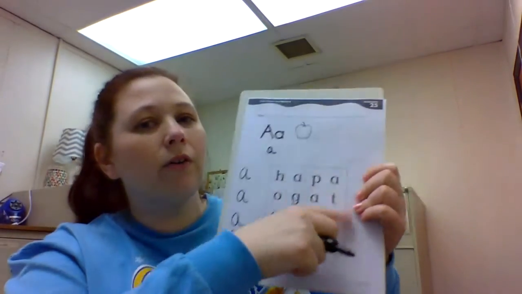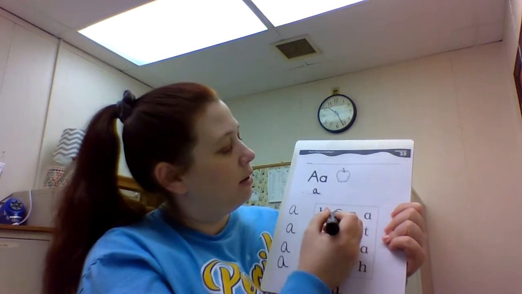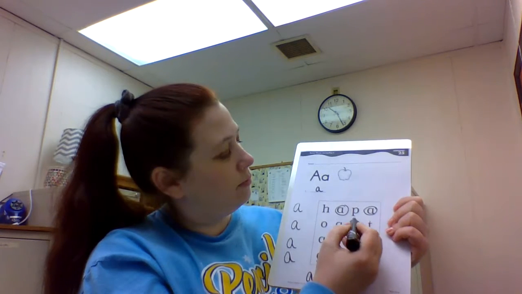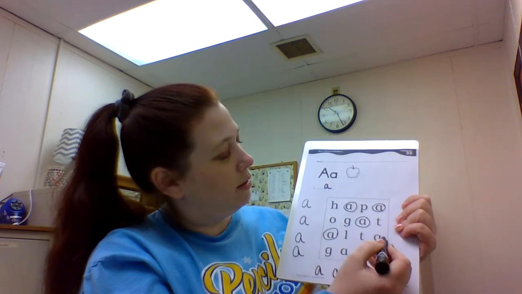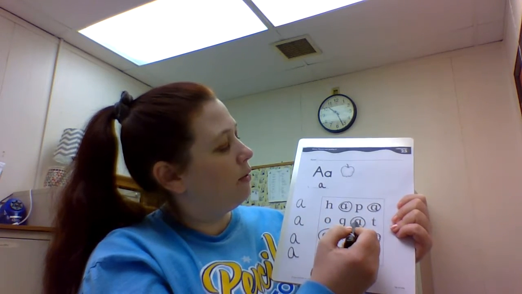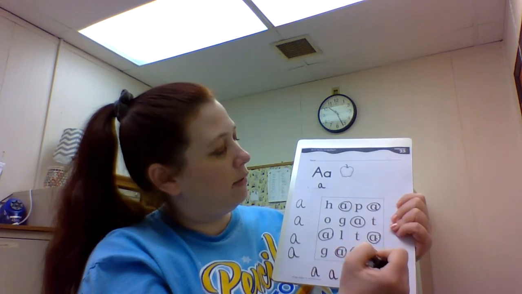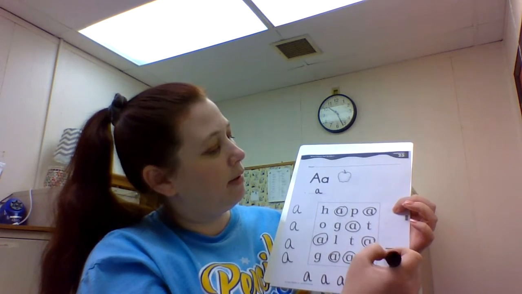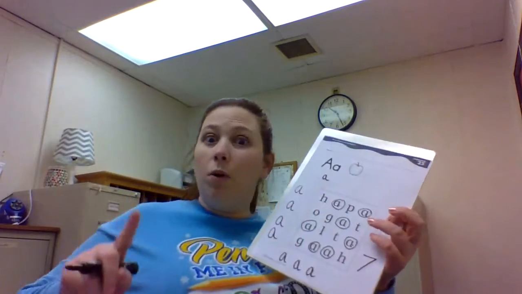All right. Let's go back to our worksheet. We are going to find all of our lowercase a's in the picture. So go ahead and do that with me. We're going to circle them. Okay, let's count. 1, 2, 3, 4, 5, 6, 7. We have 7.